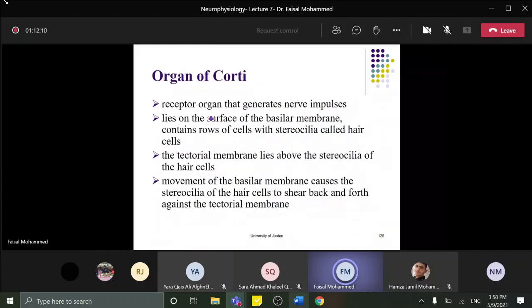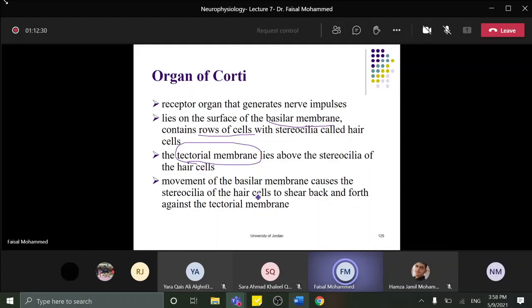Receptor for the organ of Corti: receptors that generate the nerve impulse. It lies on the surface of the basilar membrane. It contains rows of cells: one row of inner hair cells and three rows of outer hair cells. The fourth structure is the tectorial membrane.